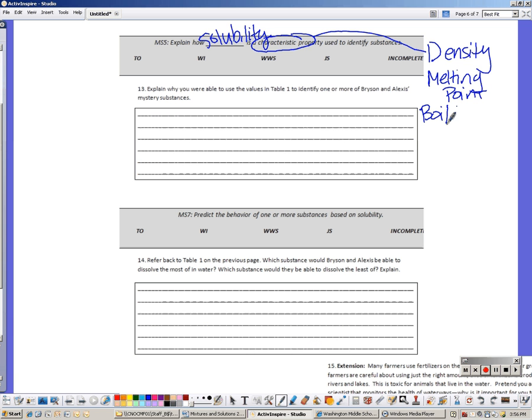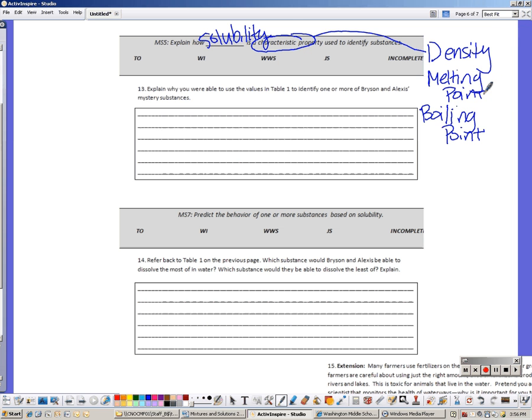Okay, boiling point. And the thing that all of these have in common is that no matter how much of a substance you have, the property stays the same. So for example, the density of water is 1 gram per milliliter. And that's true whether you have 5 milliliters of water or 100 milliliters of water or an entire bathtub of water. No matter what, the mass of 1 milliliter of water would always be 1 gram.